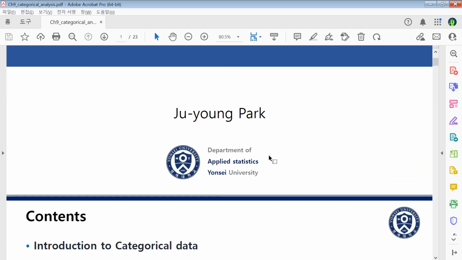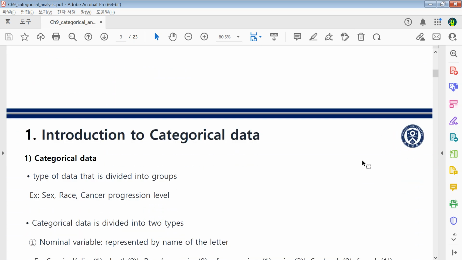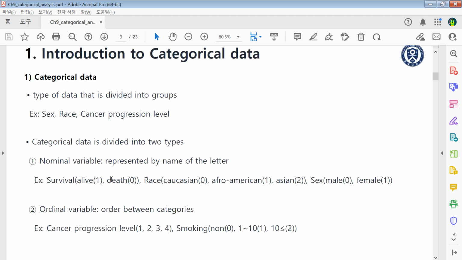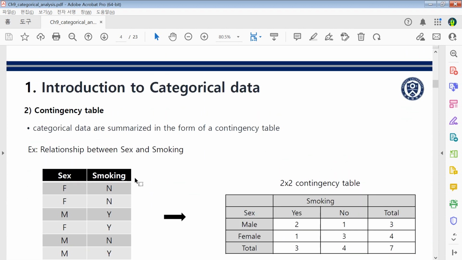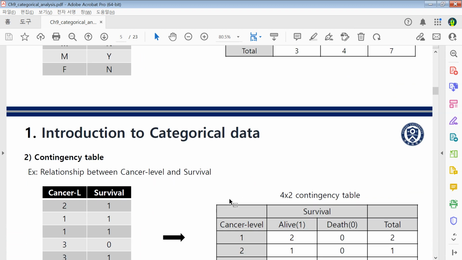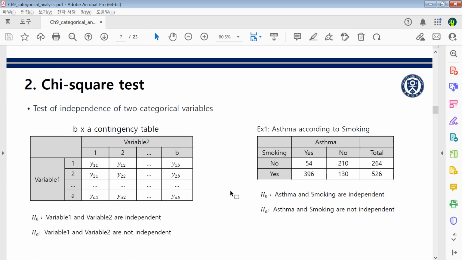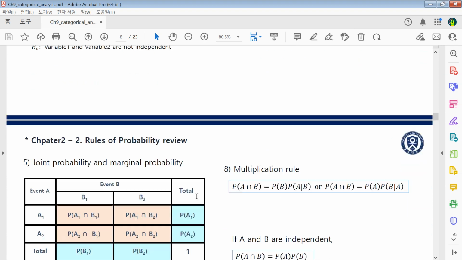And I think the most important thing is that we use the chi-square distribution when we are dealing with categorical data. So you have to notice this fact. When we are dealing with categorical data, we usually make a contingency table to see the result. And then based on the contingency table, we are able to do some hypothesis testing or construct some confidence interval.